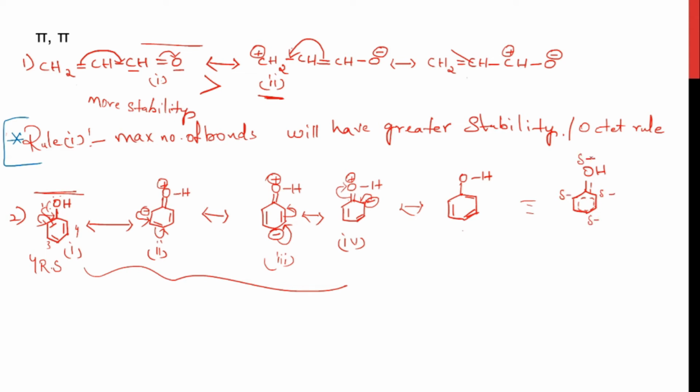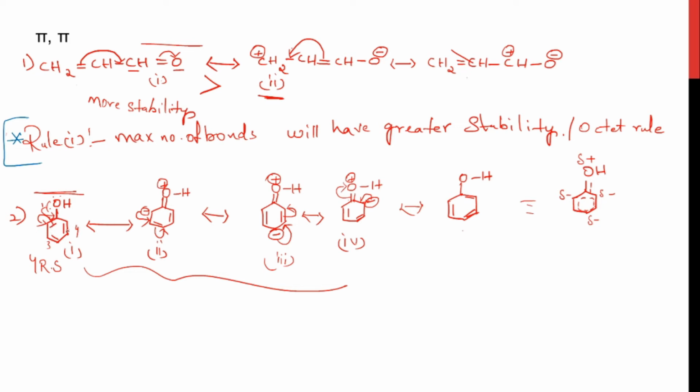Oxygen is gaining the partial positive character. You can see there is no effect of resonance on the meta position. Now out of these four resonating structures, you have to order them according to their stability. So we have studied rule number 1 here. The maximum number of bonds will give the greater stability. All the four structures have the maximum number of bonds.